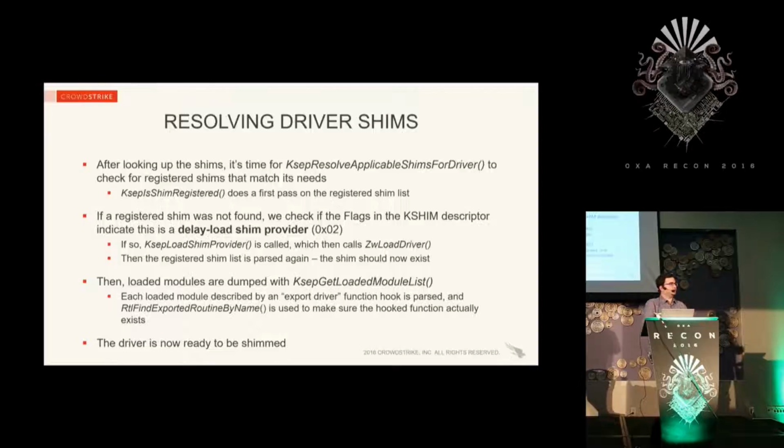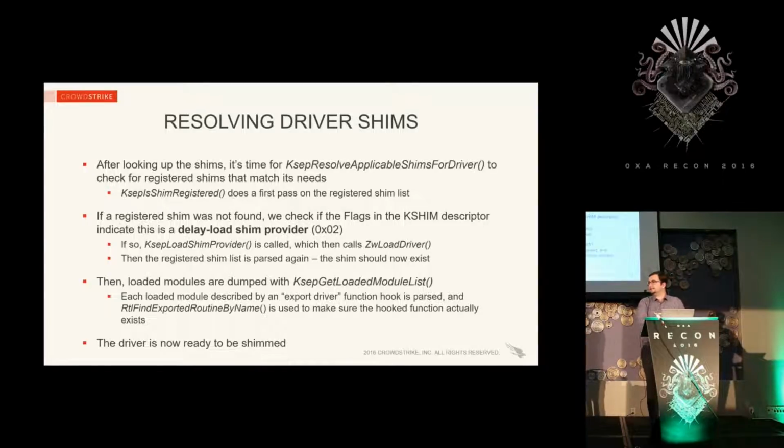If it's a delayed load provider, we're actually going to go and load the provider name manually by basically saying what's your name and calling ZwLoadDriver and loading that driver. Once the provider has been loaded, we're going to dump all the registered shims again, and at this point, we should expect to find that shim in the driver list. Otherwise, something's wrong. Basically means that this module, for whatever reason, is not providing the shim that it's supposed to.